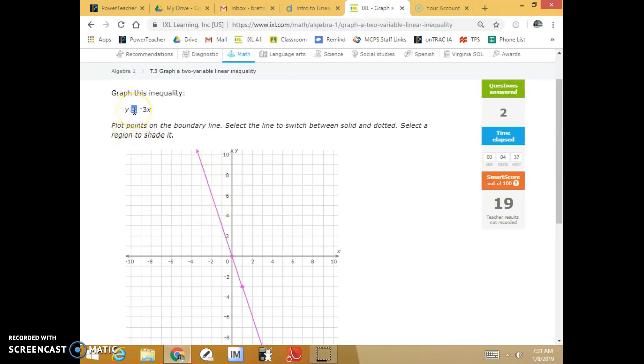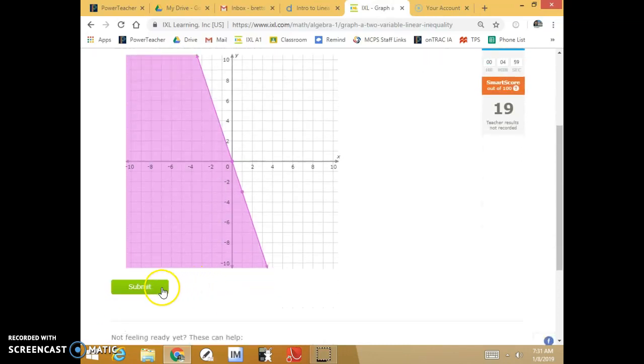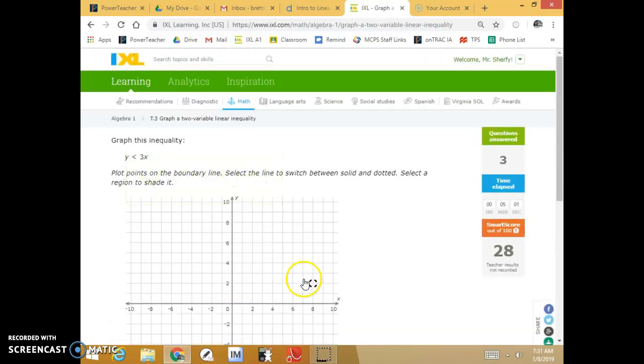And I want everything that's smaller than, and a lot of times I tell my students, everything that's below this line. When it's a less than symbol, I want everything below the line. A different way of thinking about it is you can actually cross off this x term, and if I had a 0 here, I want all the y values that are less than 0. Well, that's everything down here. So I'm going to click the shaded area down here, and we've now done 3.